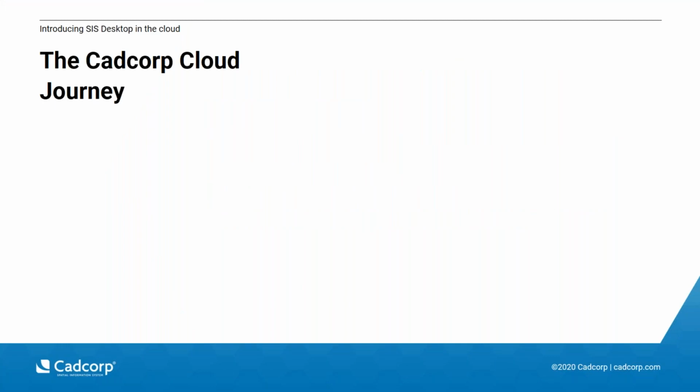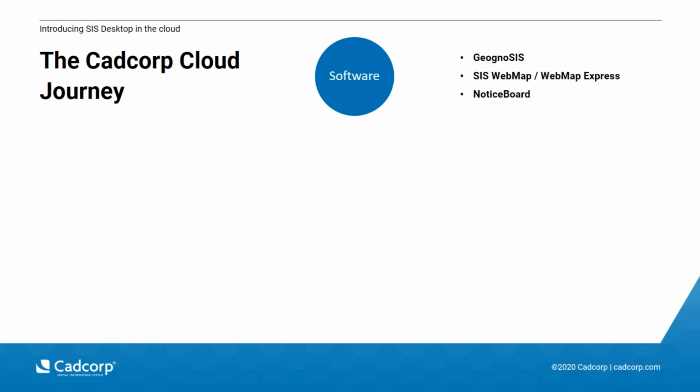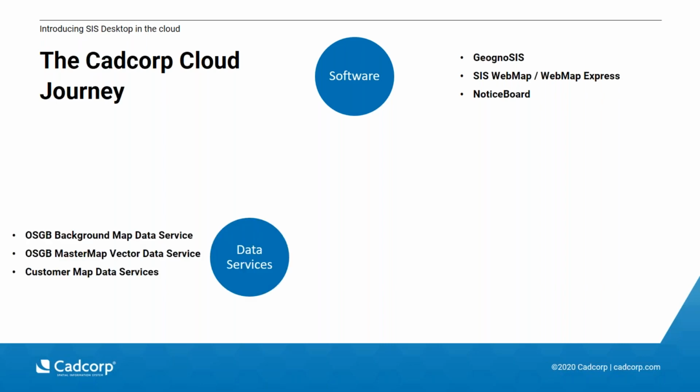So I thought I'd give you a little bit of history in terms of the Cadcorp cloud journey. For some time now, various Cadcorp software products, mainly web mapping, have been available in the cloud. So Geognosis web map, notice board. And there's also been a number of Cadcorp data services, Ordnance Survey background mapping, for example, provided as WMS, WMTS, but also OS MasterMap Topographic vector service, which gives you easy access to the latest vector MasterMap within Cadcorp products, and also other customer defined map data products, for example, aerial imagery.